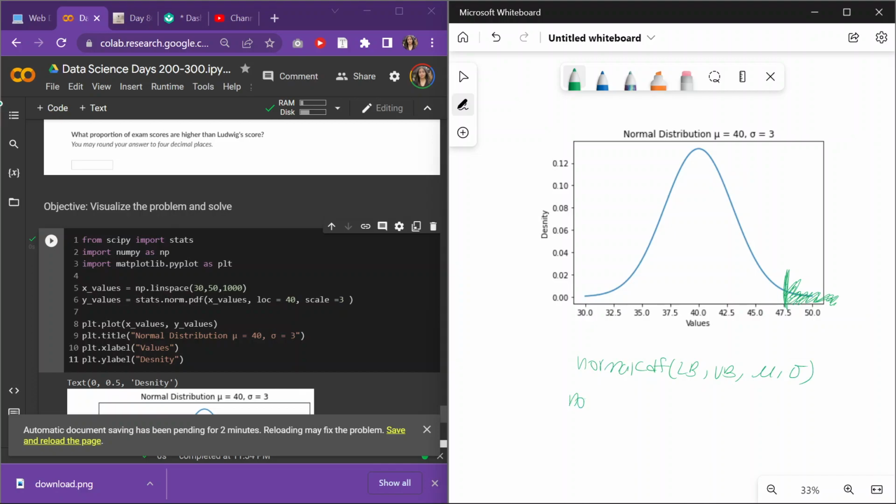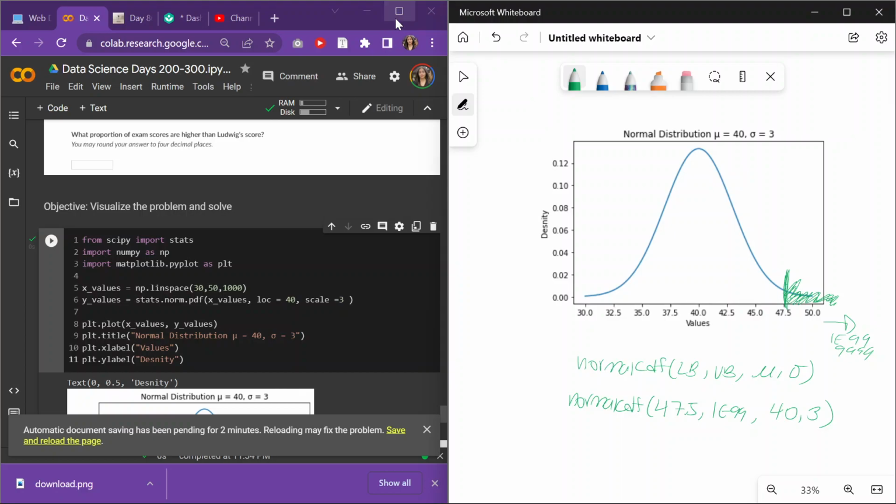So we could do normal CDF, our lower bound starts with 47.5, then we go up until infinity because it never ends, so we just say 1e99, or you can put any big number like 9999, whatever. Our mu is 40, and our scale, our standard deviation, is 3. And so when we put that into our calculator, we're going to get a certain answer, but I'll show you how to do it in Python.